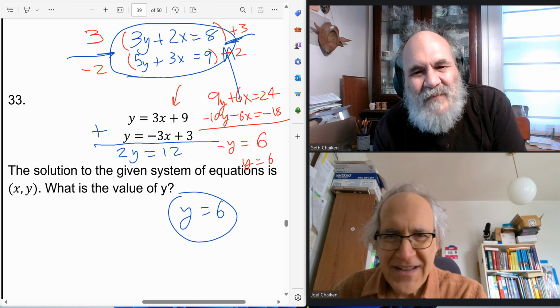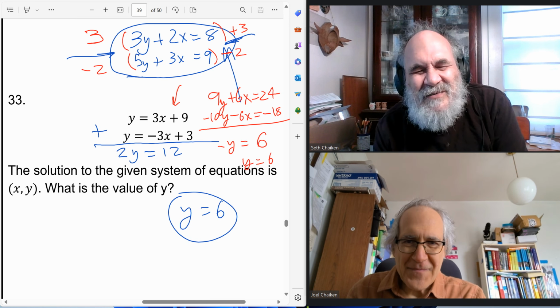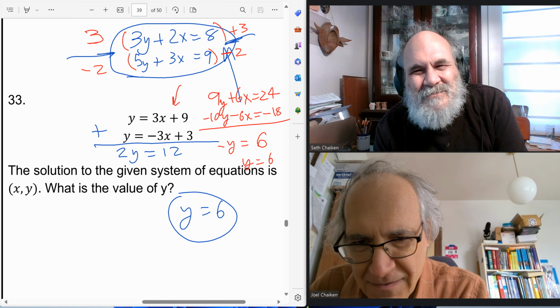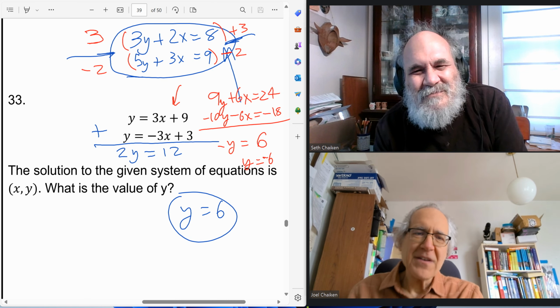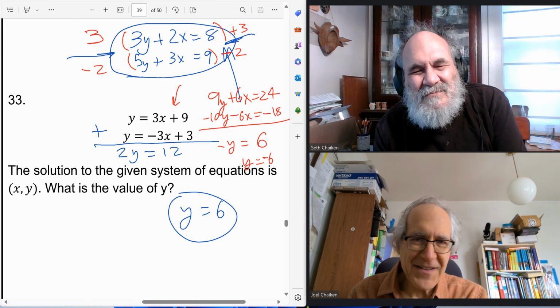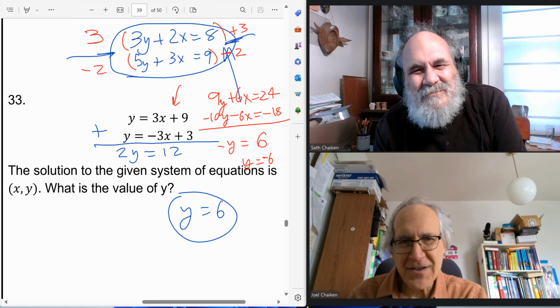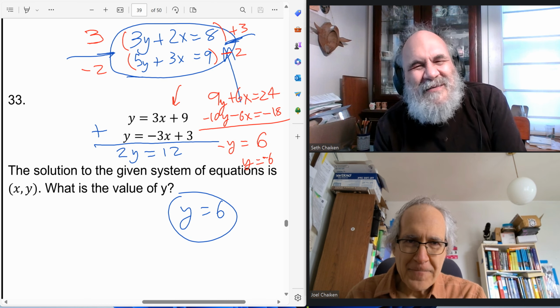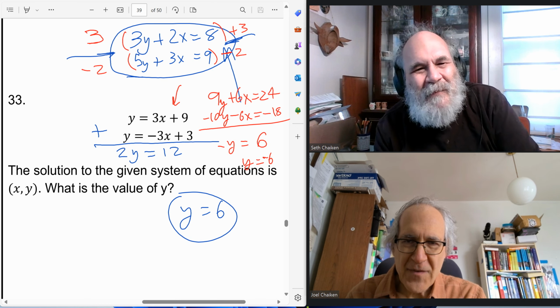Wow. What do you think of that? Y equals negative 6. Oh, yeah, negative 6. That negative sign mistake is always what we make. I was just so excited that maybe they actually had the same answer, which would have been amazingly lucky, or coincidental.